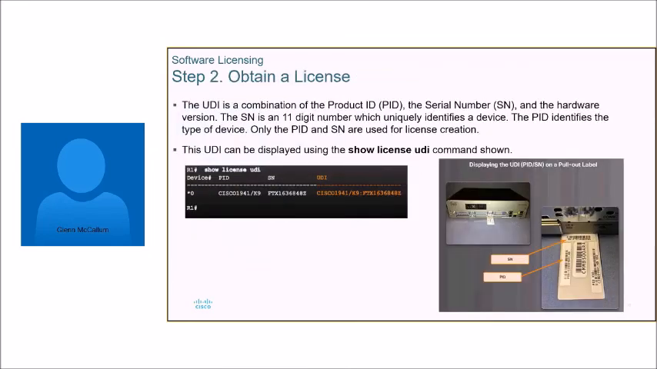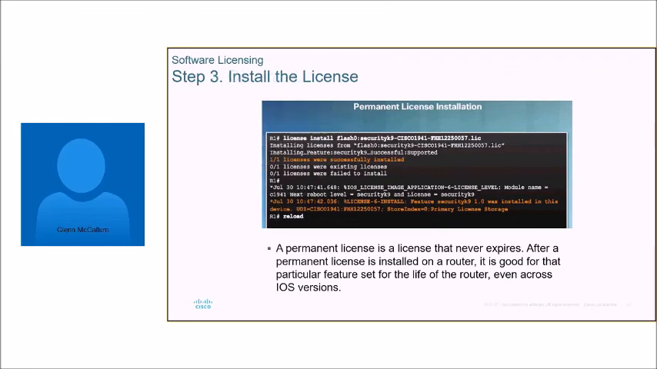The unique device identifier is a combination of the product ID, the serial number, and the hardware version. The serial number is an 11-digit number which uniquely identifies a device. The PID identifies the type of device. Only the PID and serial number are used for license creation. This UDI can be displayed by doing show license UDI, and so away you go. And then from there, you can install the license.